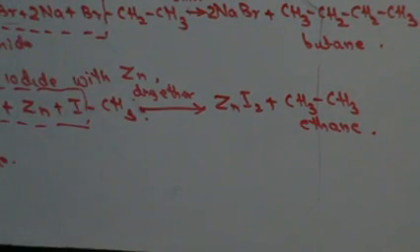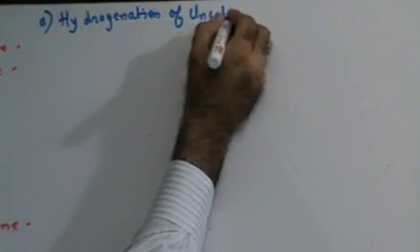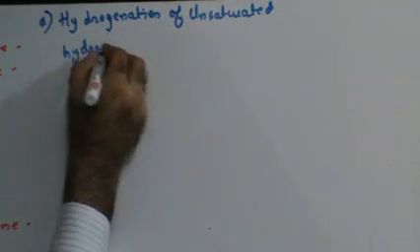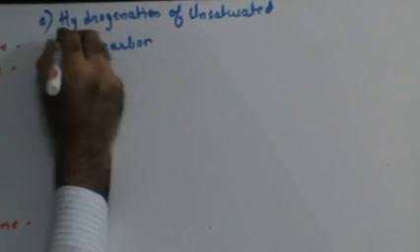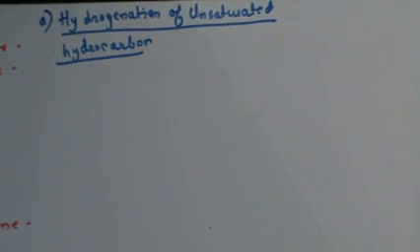The next method for preparation is hydrogenation. The fourth method for preparation is hydrogenation of unsaturated hydrocarbon. Unsaturated means double and triple bond, right? Now let's see this.